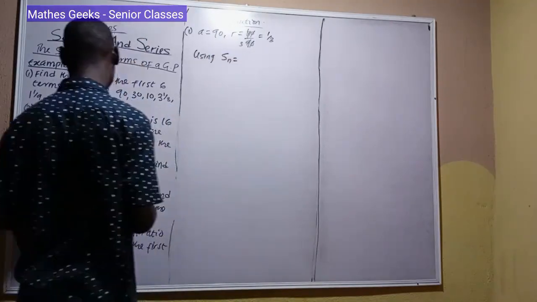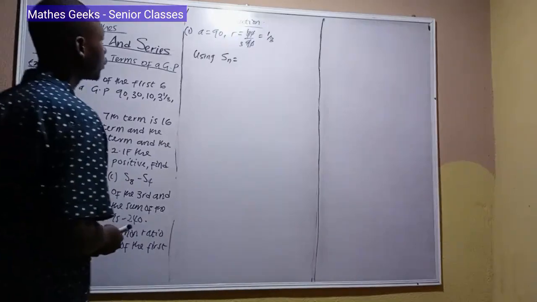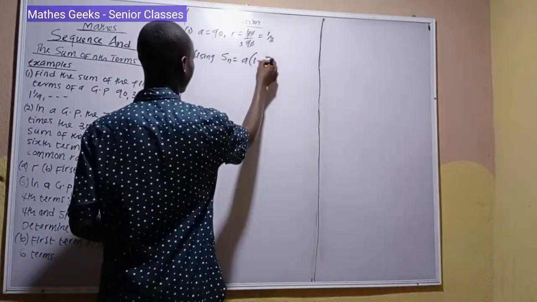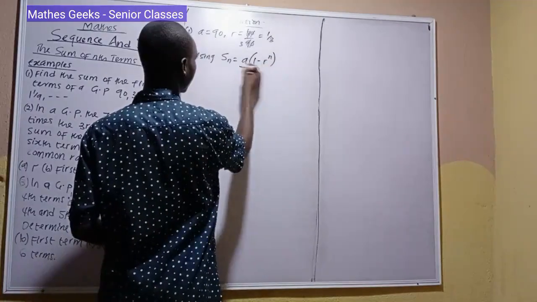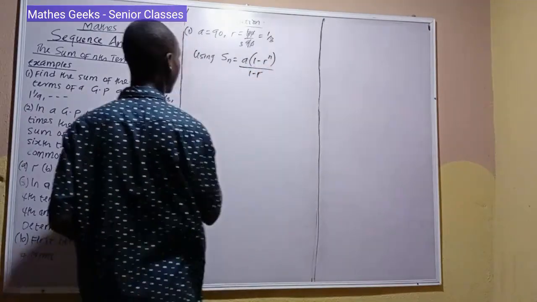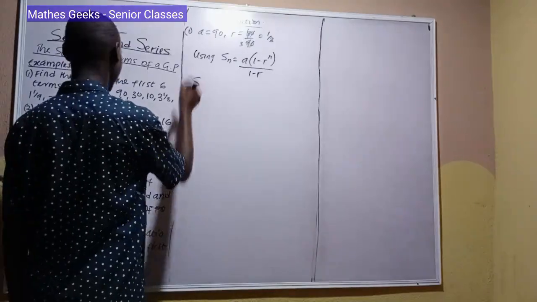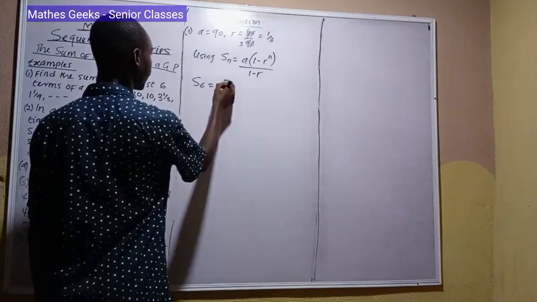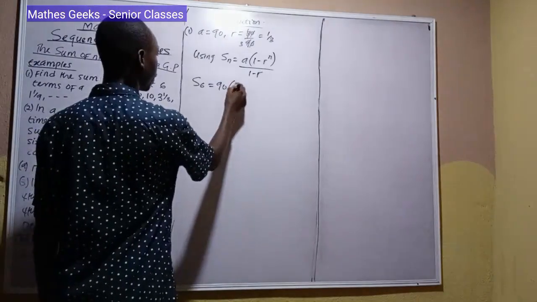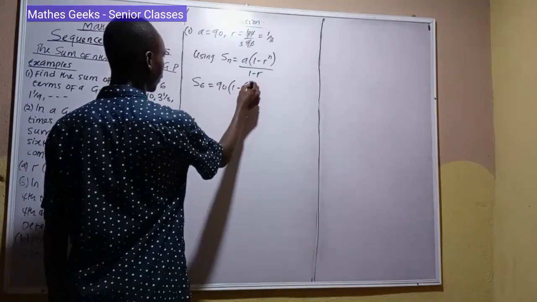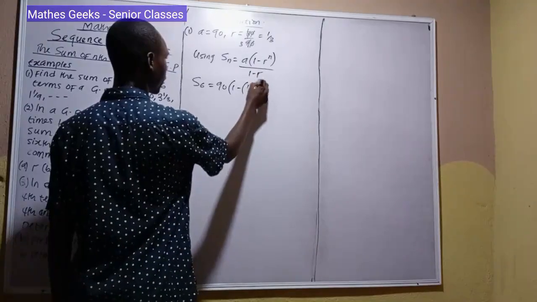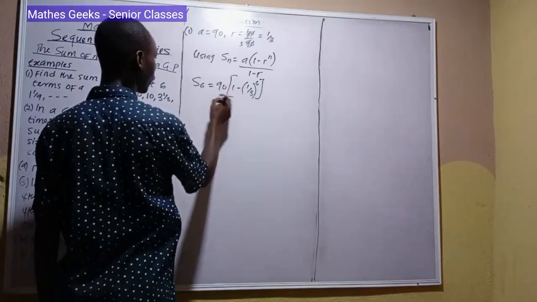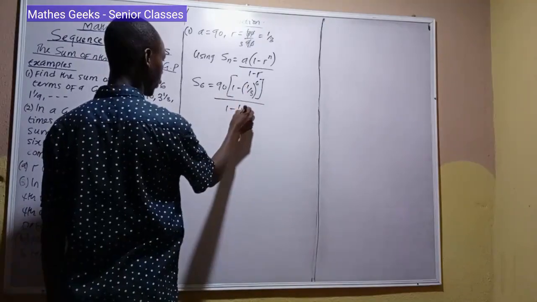Using Sn, since our common ratio is less than 1, we're going to use Sn equals a times 1 minus r raised to power n over 1 minus r. So S6 equals 90 times 1 minus the common ratio 1 over 3 raised to power 6, over 1 minus 1 over 3.